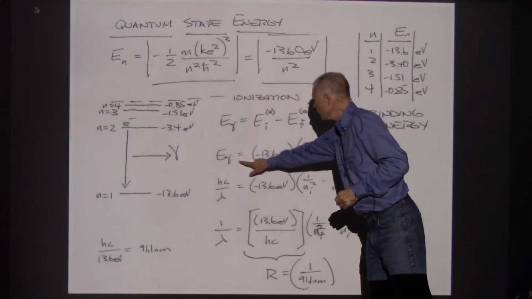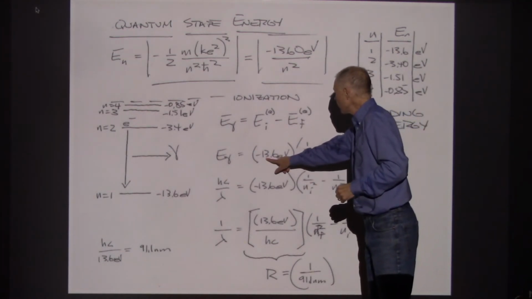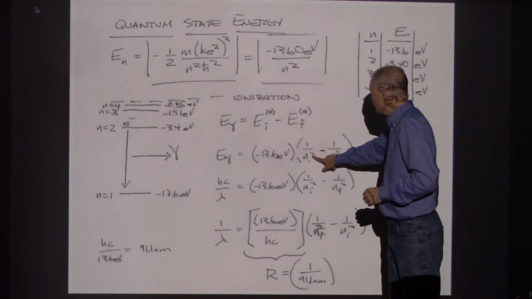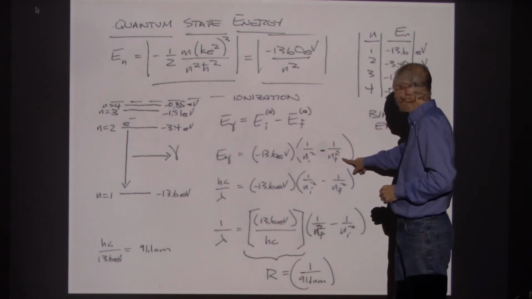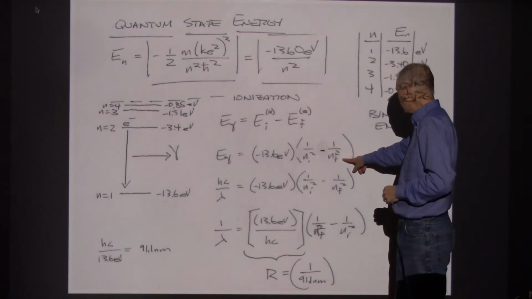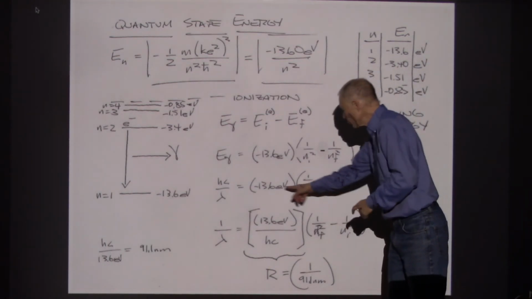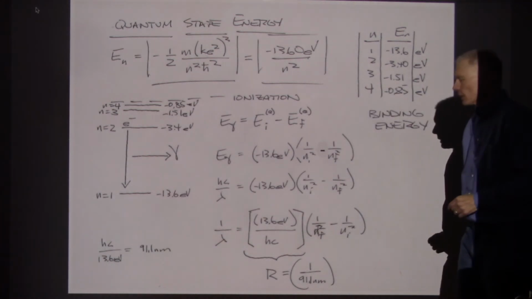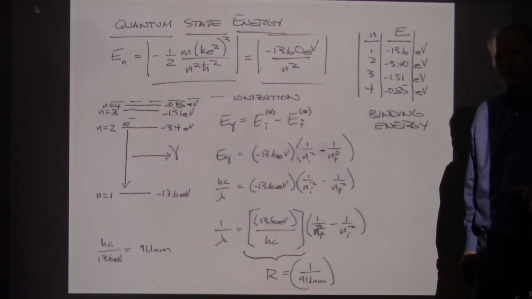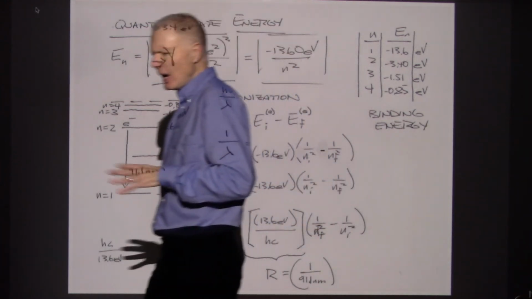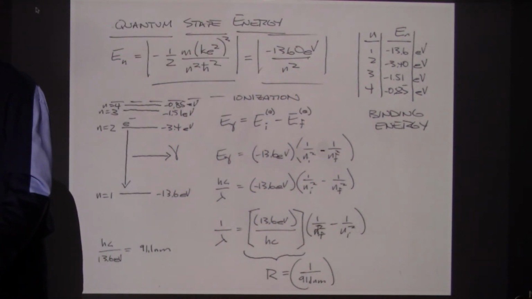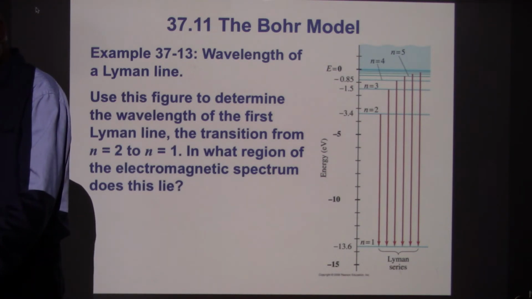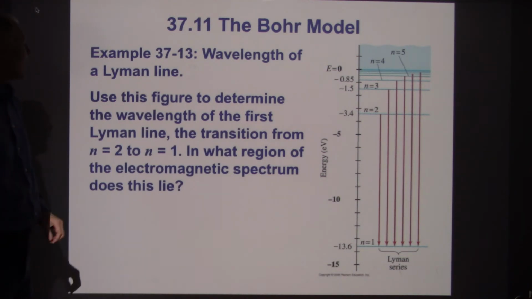The energy of the photon then would be minus 13.6 eV times 1 over n squared for the initial state minus 1 over n squared for the final state. The stuff out front here, the 13.6 divided by hc, is referred to as the Rydberg constant. It's not considered that important anymore since we have a more fundamental understanding of how this is all working. Now, this is an example.